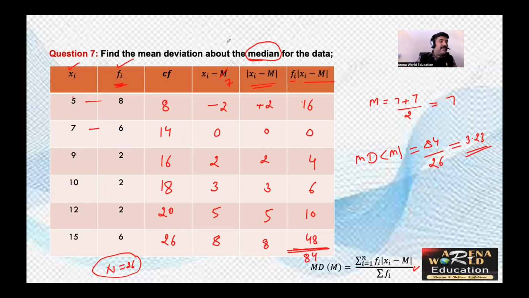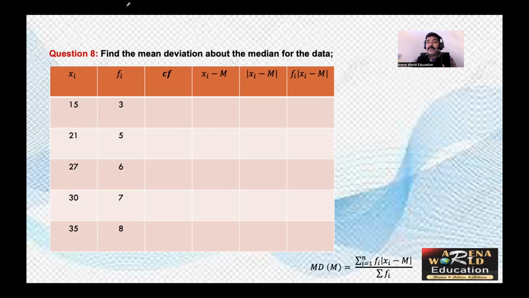So let us try another one. First of all, we will find CF. So CF is, the first term is 3. So 3 plus 5, yes, 8. Then 8 plus 6, 14. 14 plus 7, 21. And 21 plus 8, 29. It means N is 29. Number of terms are odd. It means easily we can find the median. Median will be the middle term. And the middle term of 29 terms will be simply the 15th term, right?